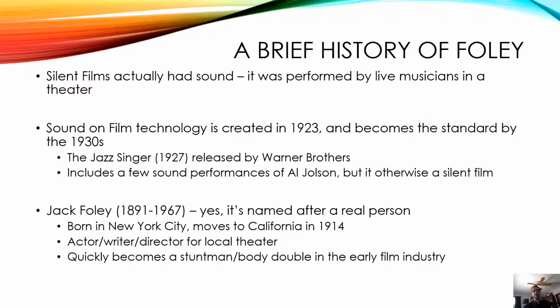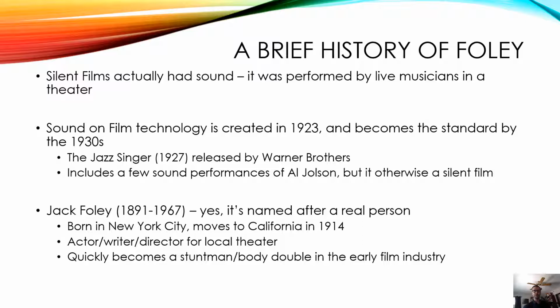But in 1923, the technology for sound on film was first developed, and by the 1930s had become the standard. The first major picture to have sound on it was Warner Brothers' The Jazz Singer in 1927. It's important to note that this was only for a couple of scenes of Al Jolson singing. Everything else is a silent film, effectively. But then he starts singing, and people lost their minds, and that was the start of it. At that point, you could do sound and film, and audiences demanded it.